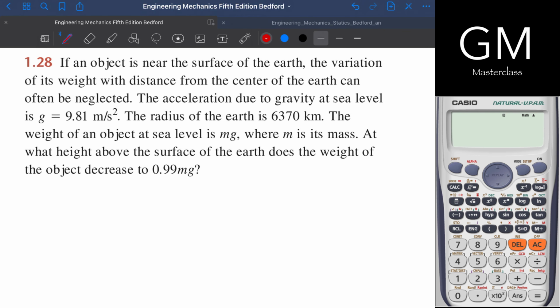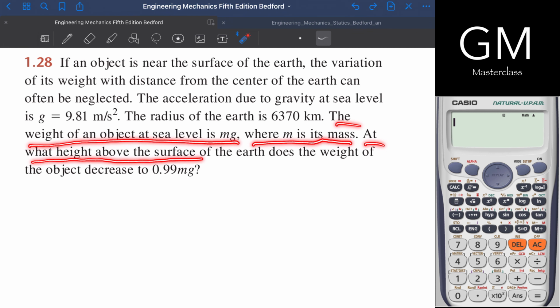Okay, we're going to solve the next exercise. Exercise number 1.28. If an object is near the surface of the Earth, the variation of its weight with distance from the center of the Earth can often be neglected. The acceleration due to gravity at sea level is g equal to 9.81 meters per square second. The radius of the Earth is 6,370 kilometers. The weight of an object at sea level is mg, where m is its mass. At what height above the surface of the Earth does the weight of the object decrease to 0.99 mg?